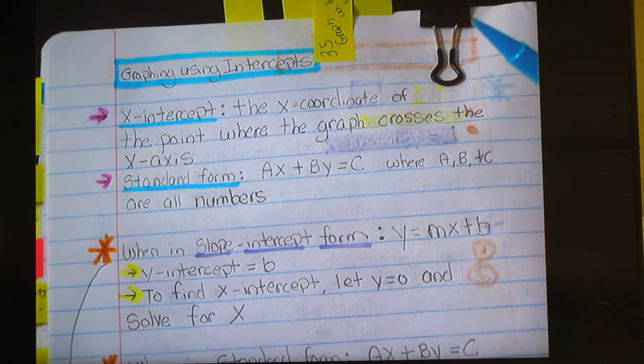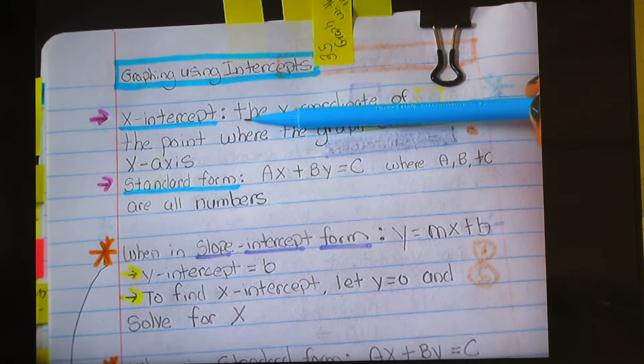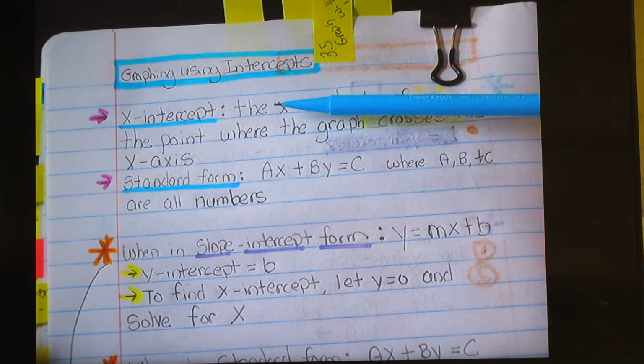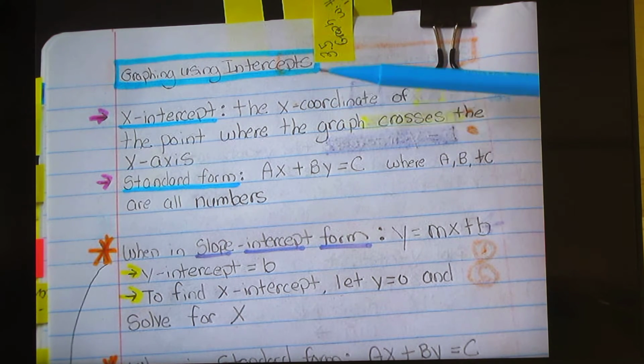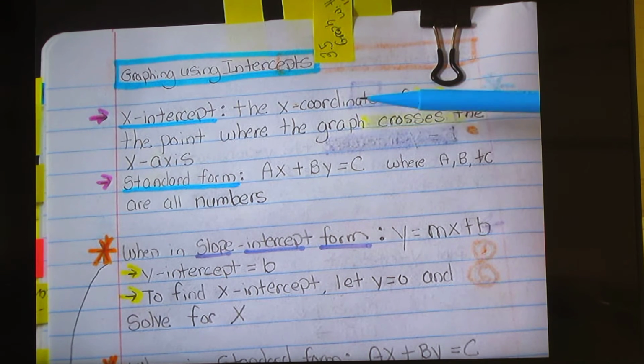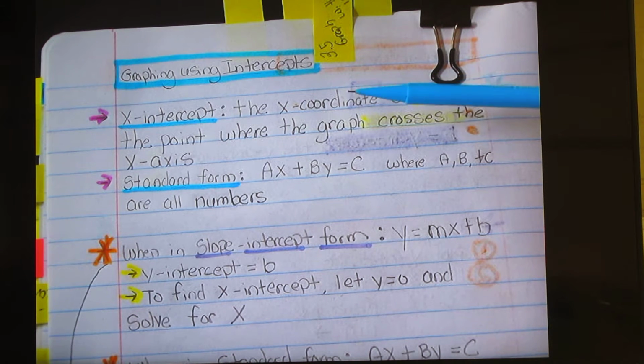So the notes that I gave my kids today defined x-intercept, which I had already defined y-intercept in previous notes. The x-intercept, of course, is the x-coordinate of the point where the graph crosses the x-axis. So where does that line touch the x-axis? And likewise with our y-intercept, where does that line touch the y-axis?